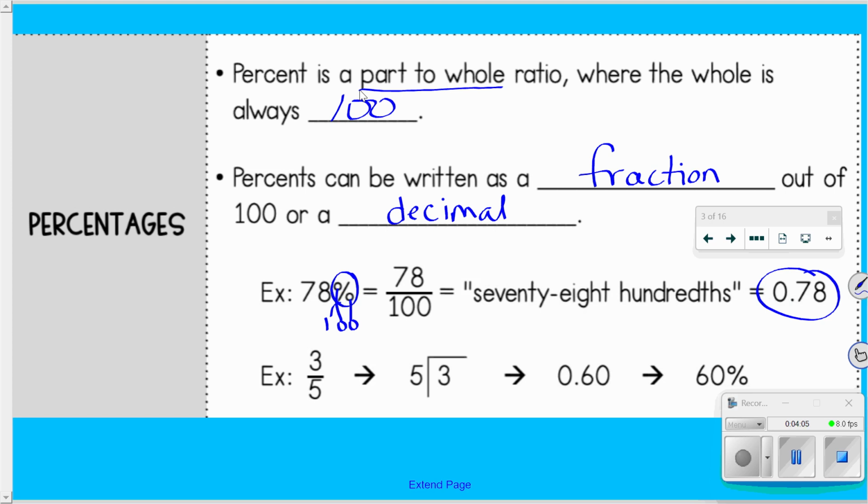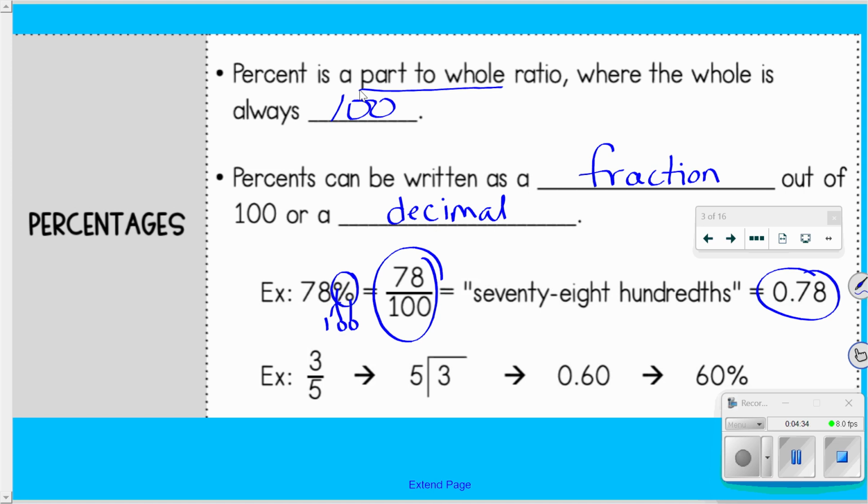The reason I want to stress that, especially as we're doing our percent unit, if I say this fraction, how would I say that? 78 hundredths. Can I now write that as a decimal? Yes, 78 hundredths. 78 over 100. They translate really easily if you say them properly.